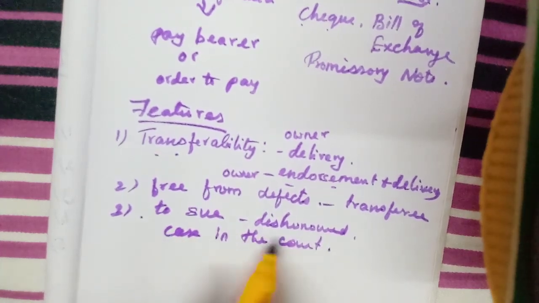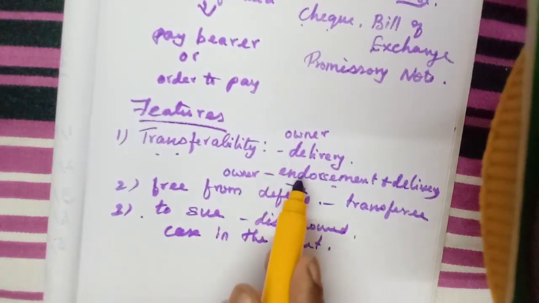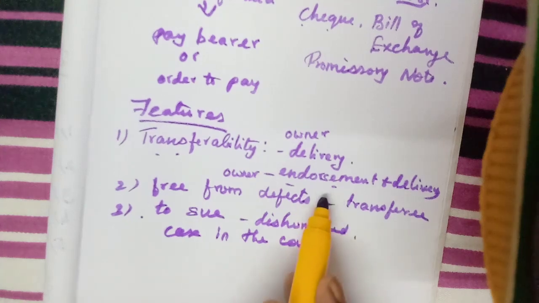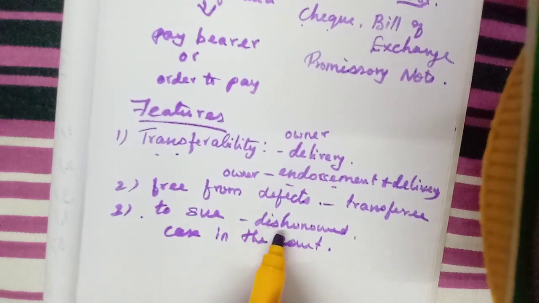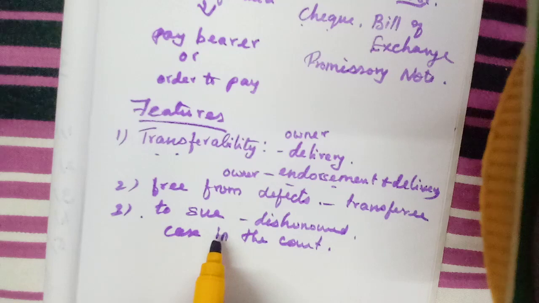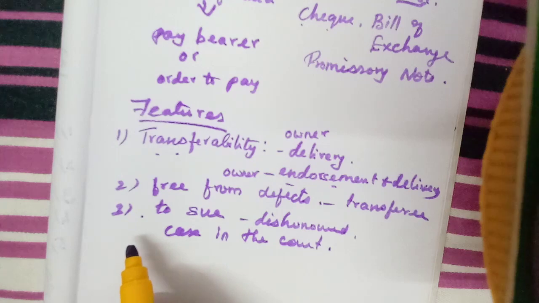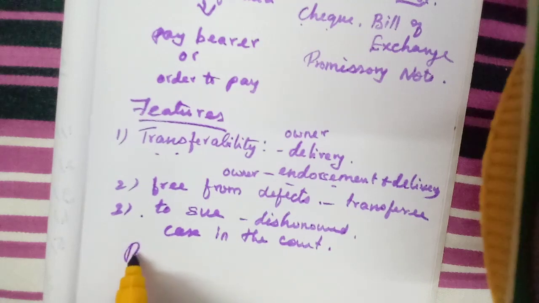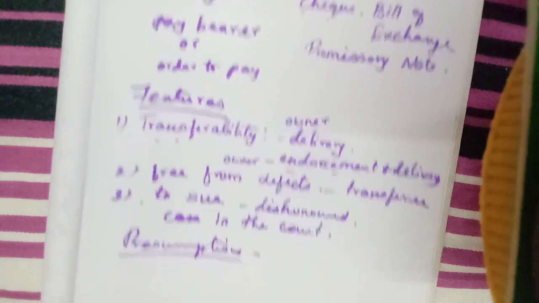He can sue the transferor for his right, because he becomes the owner, and he is entitled to receive the amount mentioned in the negotiable instrument. So if the amount is not received from the transferor, if there is any problem, then he has the right to file a case in the court to get the amount. Okay, these are the main characteristics. Then some presumptions are also available.